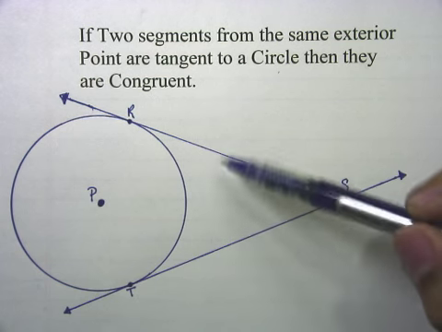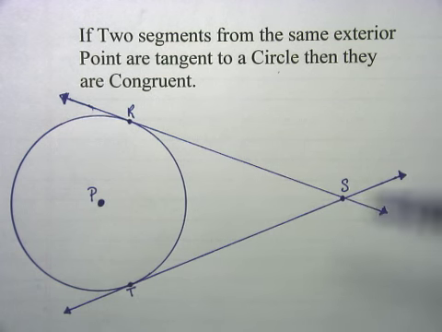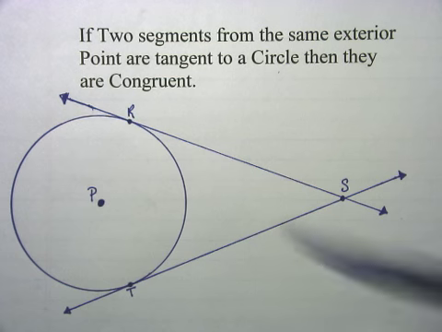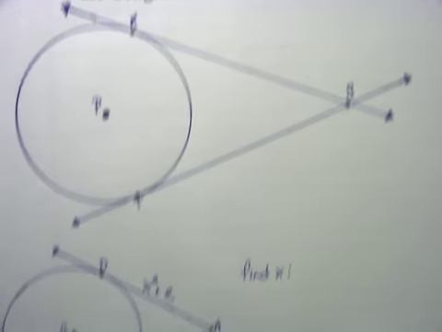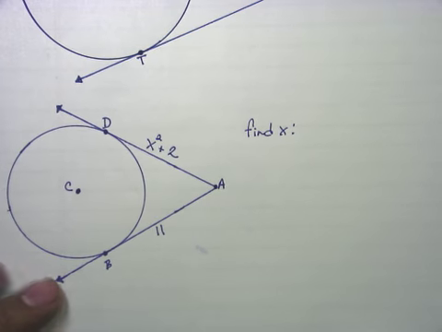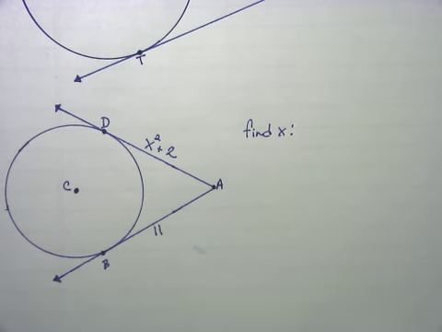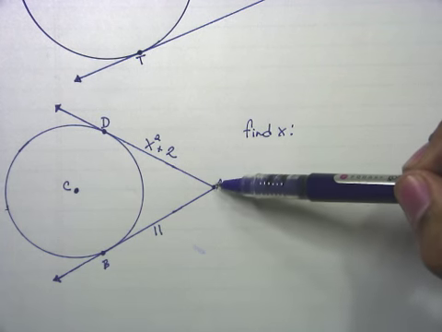This looks like it's tangent to the circle. It only has a point of tangency R, and this line looks like it's tangent to the circle. It's only touching at point T, and both these lines are coming from the same point, which is outside the circle, so they must be congruent.